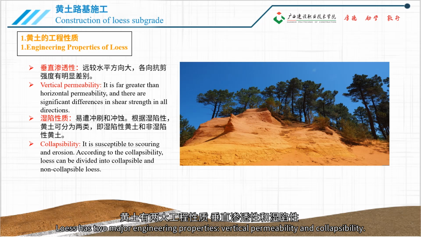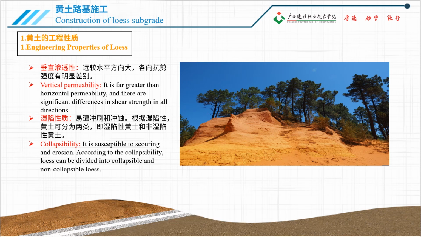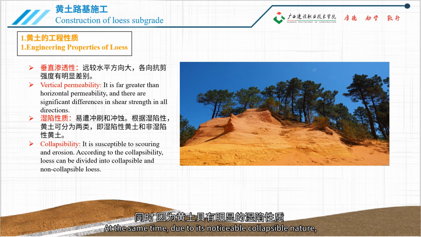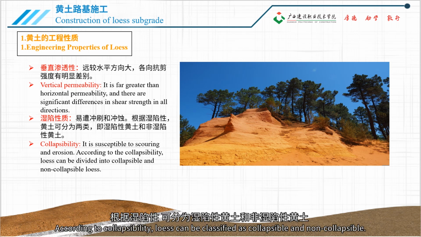Loess has two major engineering properties: vertical permeability and collapsibility. Vertical permeability in Loess is much higher than horizontal permeability, and there is a significant difference in shear strength in different directions. At the same time, due to its noticeable collapsible nature, Loess is susceptible to erosion and scouring. According to collapsibility, Loess can be classified as collapsible and non-collapsible.